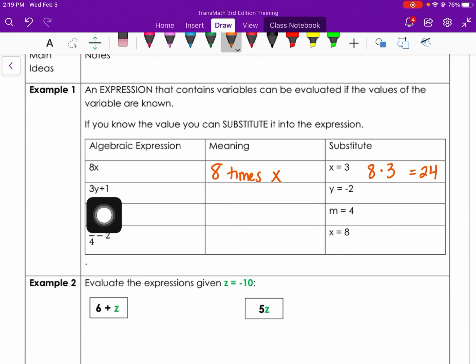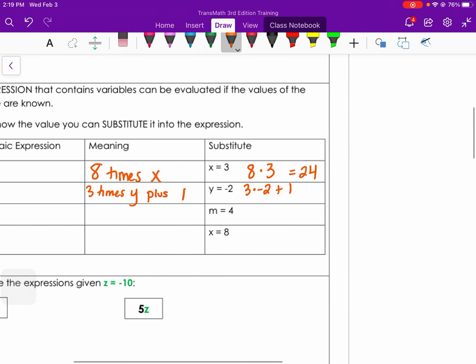If you have the algebraic expression 3y plus 1, that means 3 times y and then plus 1. So if I have the value y equals -2, that's going to mean 3 times -2 plus 1. Then following my order of operations, 3 times -2 would be -6 plus 1. -6 plus 1 would be -5.